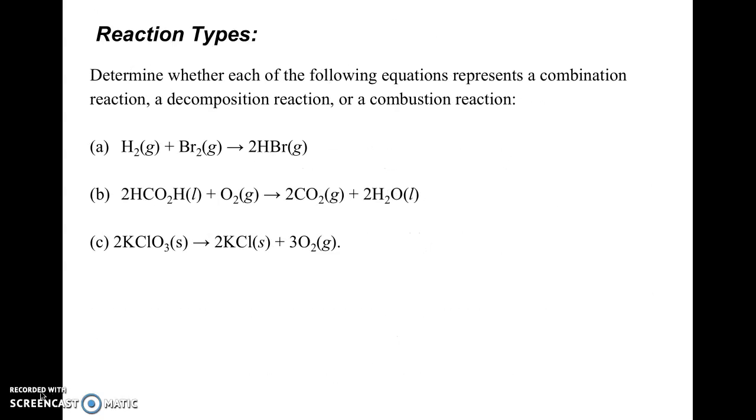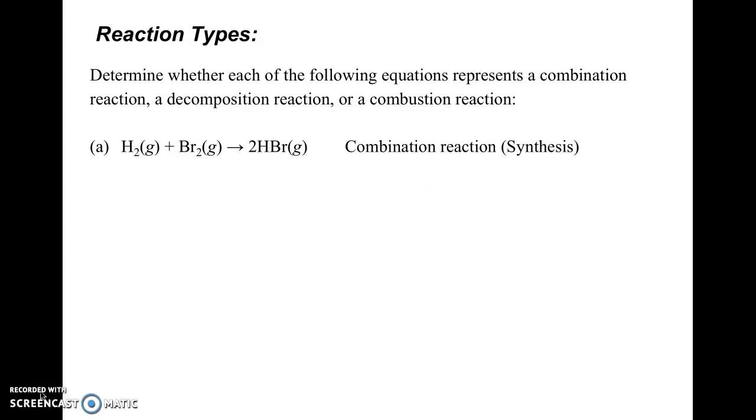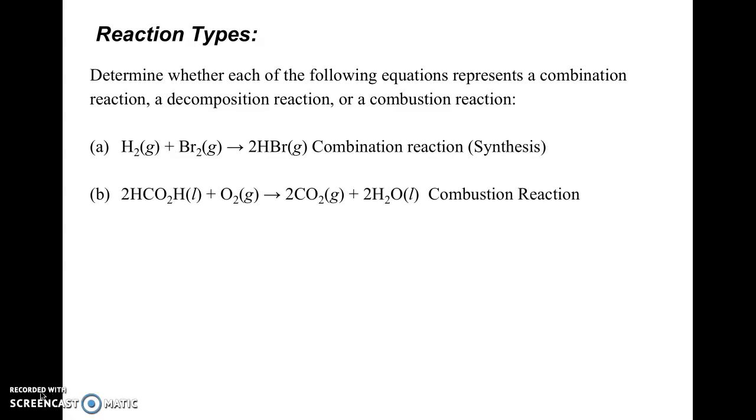All right, so I have 3 reactions here. We want to say what type they are. So that very first one, we take 2 reactants, we get a single product. So that's a combination reaction. It's also called a synthesis because you're making something new. The next one, we have a material that contains carbon, hydrogen, and oxygen. We react it with oxygen and we get CO2 and water. So that's a combustion reaction. We always suspect that when we see our products are CO2 and water.